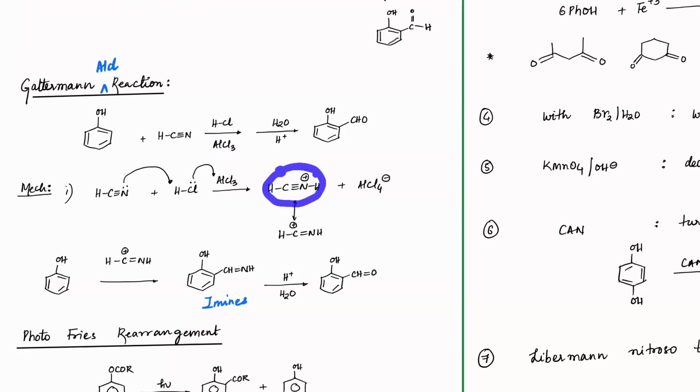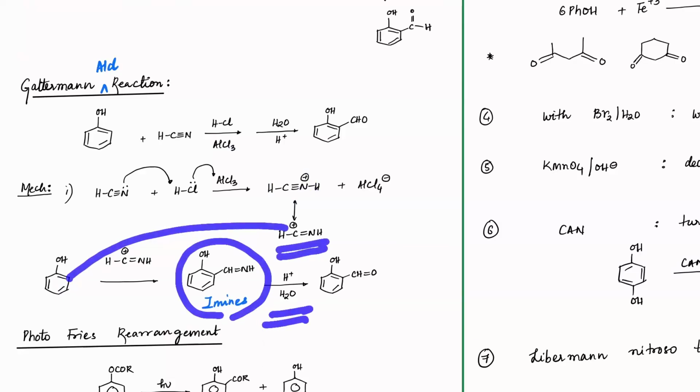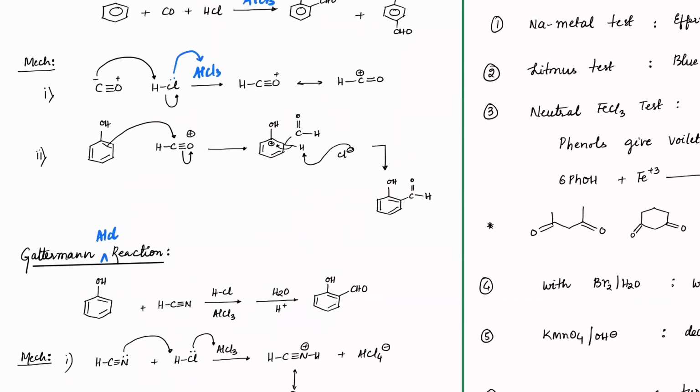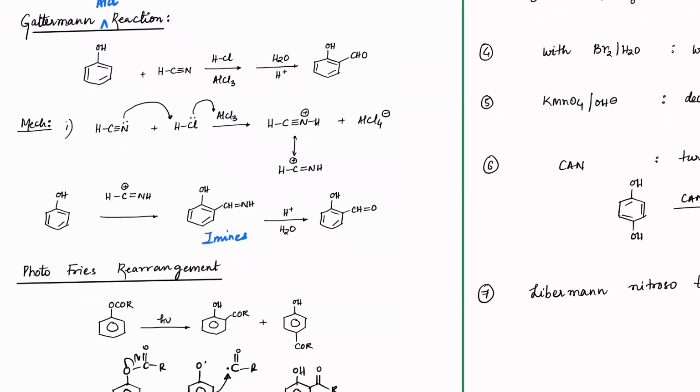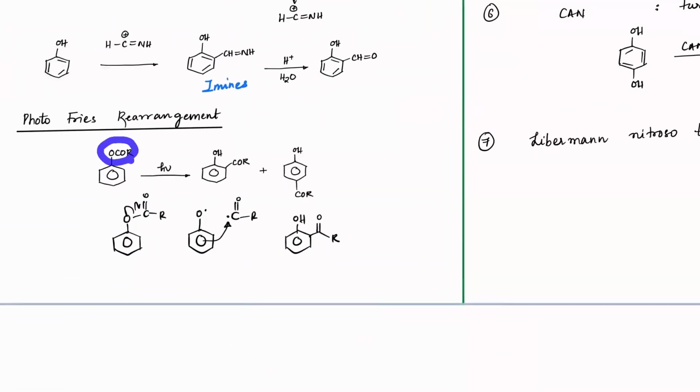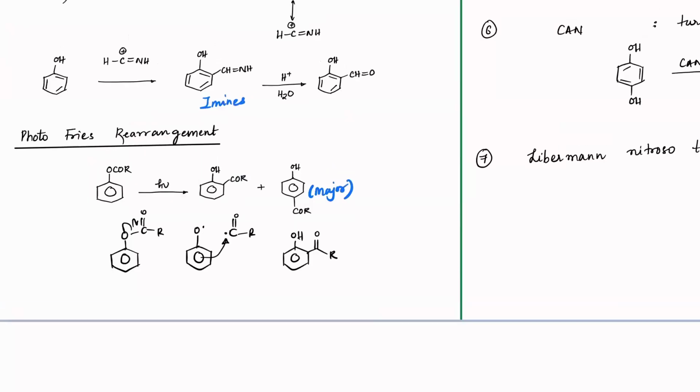Instead of C double bond O, now you'll have C double bond NH, and the pi bond will attack on it. You'll get imines. Imines on hydrolysis will give aldehydes. Okay, so these two reactions are old ones. I'm sure you would recall them. Friedel-Crafts acylation, with C double bond O R here. Same thing. We can get OH and COR, and it can give the ortho position as well as the para position. Correct? Usually in this case, para is the major product.